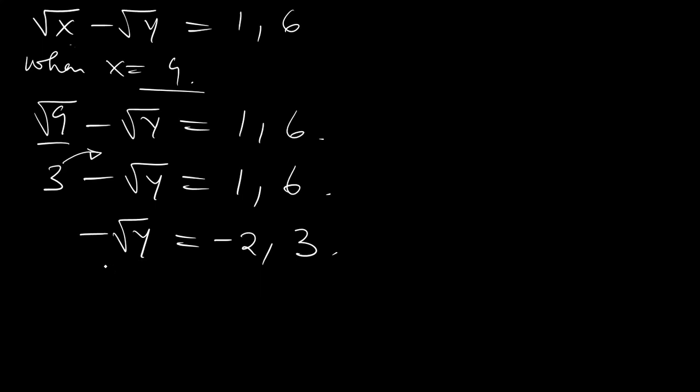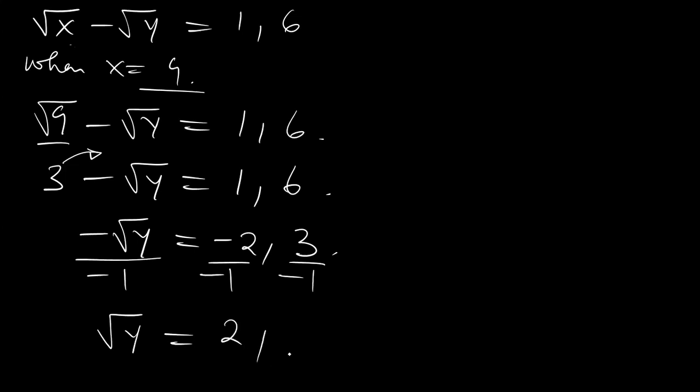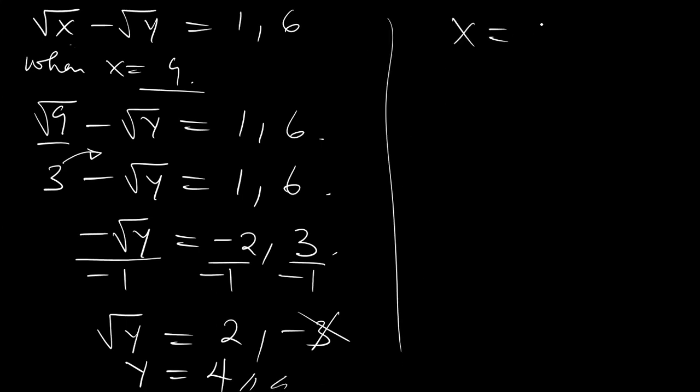Now if we divide all through by minus 1, you have the square root of y equal to 2 or minus 3. But since we are considering positive integers, this is not a solution. Now, we square both sides. If we square both sides, we have y equal to 4. So that means the final solution is x equal to 9 and y is equal to 4.